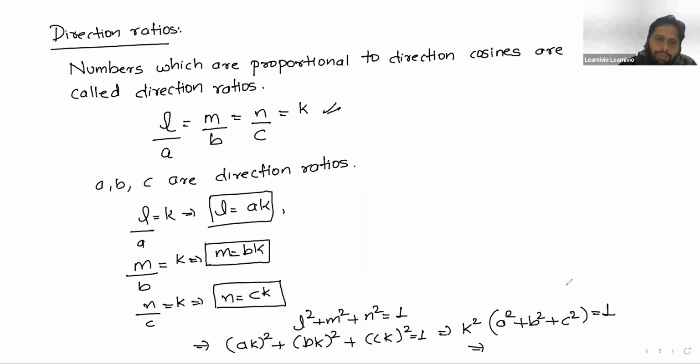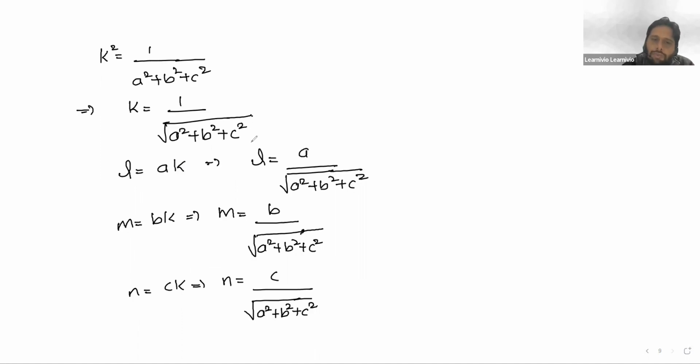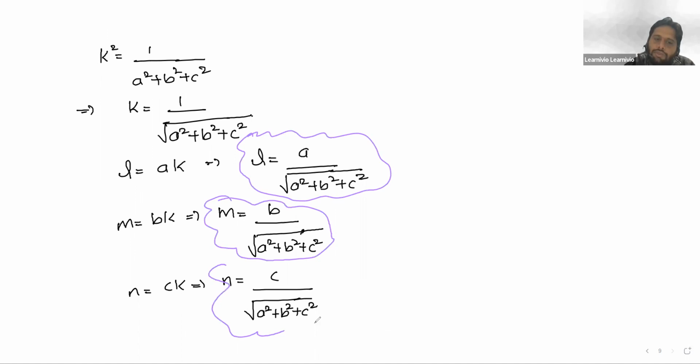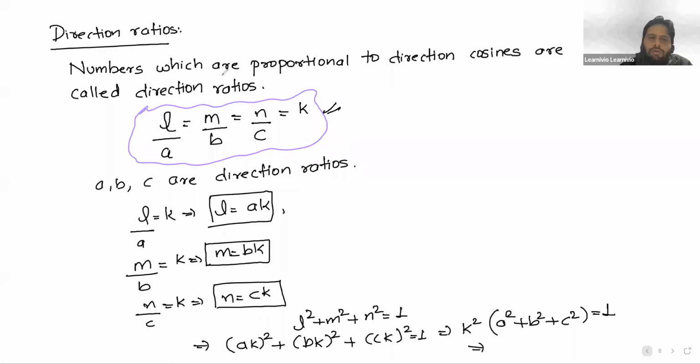What you need to remember, no need to learn the complete definition. Remember this formula: L by A is equal to M by B is equal to N by C is equal to K. Second, remember these formulas. If the direction ratios are given, how can you find the direction cosine? By using these formulas. Just remember these formulas. Now note down this, raise your hands once it is done, then I will give you a question.